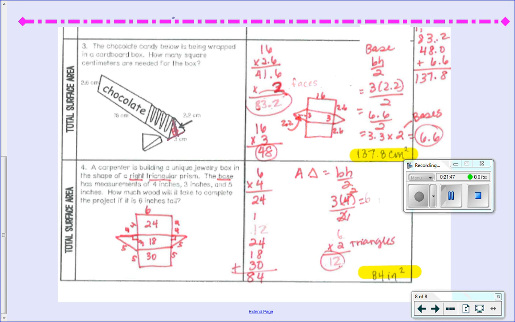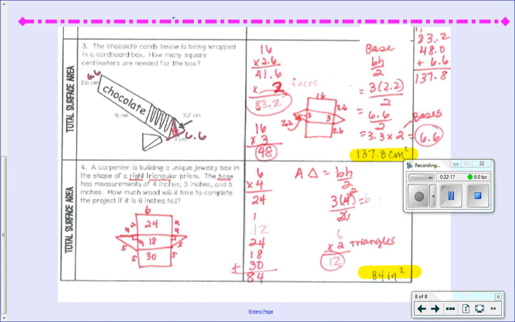Okay, so we have base times height, right? So did you write your formula? You substituted 3 and 2.2 for the height, right? And you get 6.6 when you divide by 2, right? You get 3.3, but there are 2. Did you really need to divide by 2? There's 2. Okay, so 6.6 represents both bases. Are we good with that? Are we good?